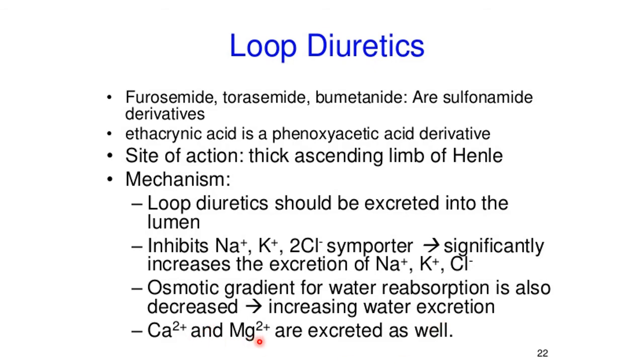Calcium and magnesium are also excreted. So this is the opposite. The calcium effect is opposite to that of thiazide diuretics. Thiazide diuretics cause hypercalcemia. They preserve calcium, while loop diuretics cause loss of calcium. How do they cause it?